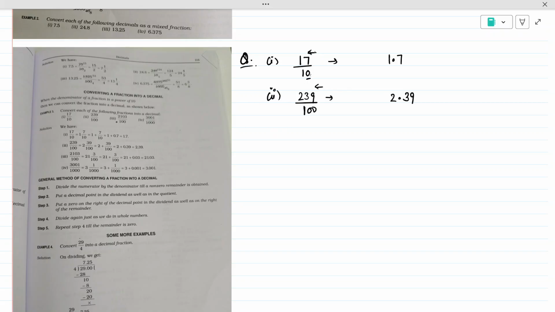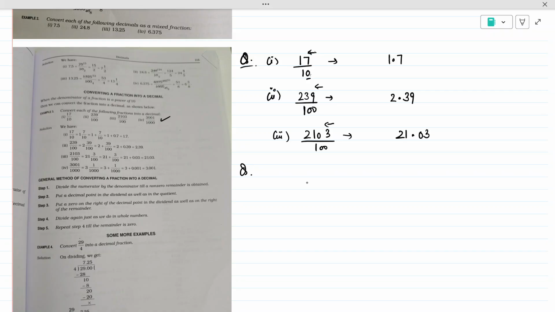Okay, next question we have 2103 divided by 100. Again the same thing, that means after the decimal we have two places. We have only till the hundredths place. So starting from here, we are going to put the decimal after two places from the right. So this is the number. Okay. So similarly, kids, you can pick up this question for practice. Now, what we have next here is a general method of converting a fraction into a decimal.